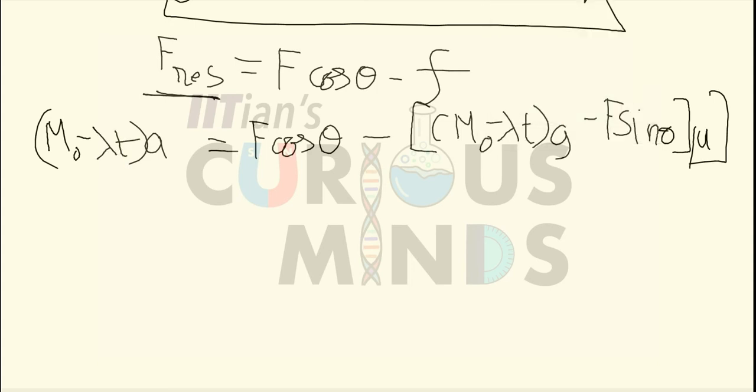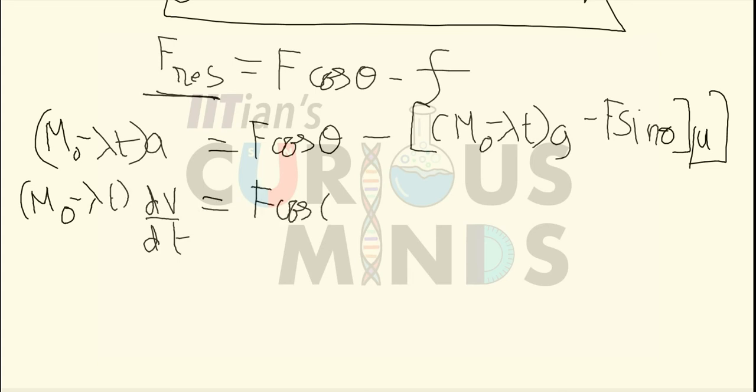Now we have to find the equation of the velocity in terms of time. You can clearly see I have the acceleration and I have time over here. So we just write the acceleration as dv by dt. So dv by dt into (m naught minus lambda t) will be equal to, rearranging, F cos theta, and minus of minus will be equal to plus.